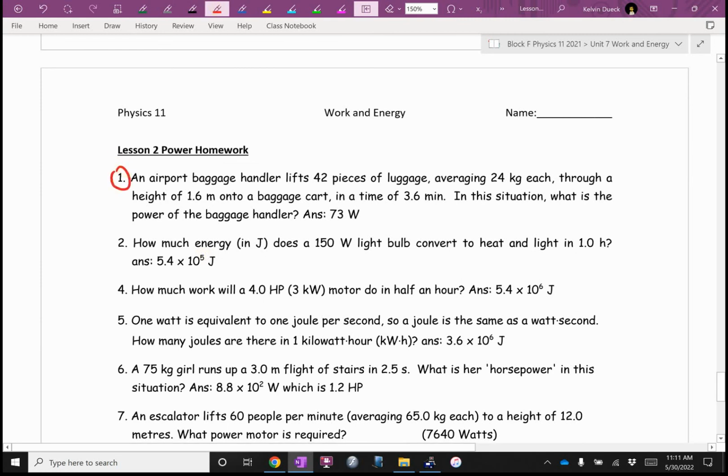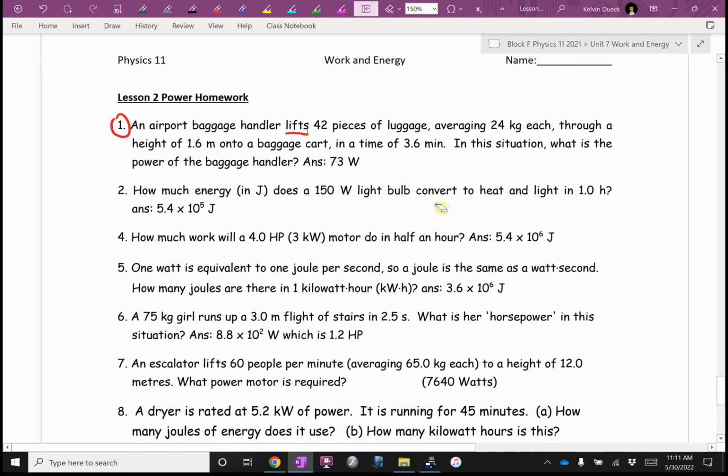What's your homework? Try number 1. Underline the word lifts. How many pieces of luggage are you lifting in this question? Read the question. 42. What's the mass of 1? What's the total mass? I think the M is going to be 42 times 24. There's your time. Oh, minutes. You have to convert that to seconds. Okay.